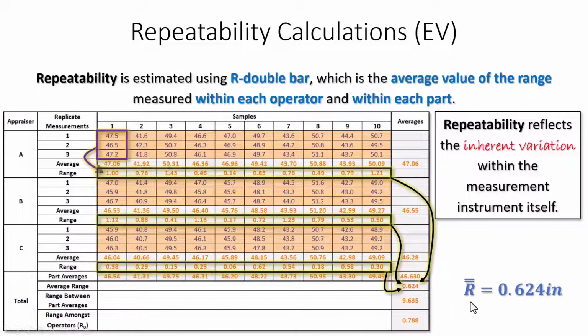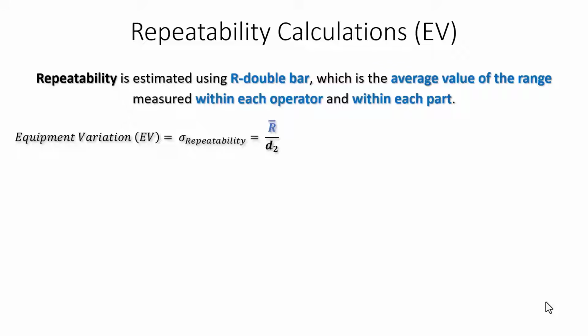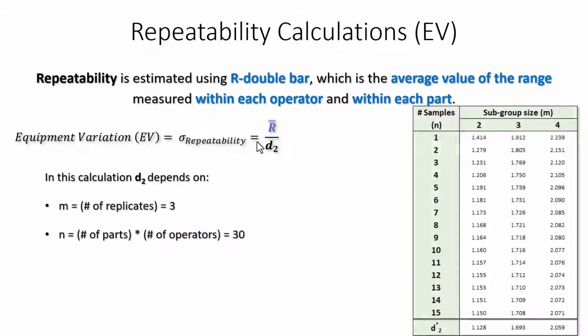And for this particular experiment, on average, our inherent variation just for the gauge could be measured as 0.624 inches, okay? Now remember, that's a measure of range. We want to convert that into a measure of standard deviation, okay? And this is where we get into the D2 factor. So now, as an engineer or as a black belt, you have to convert R double bar into that measure of standard deviation. And when it comes to repeatability, that depends on a few different things.